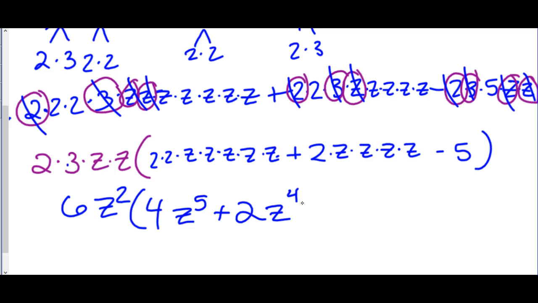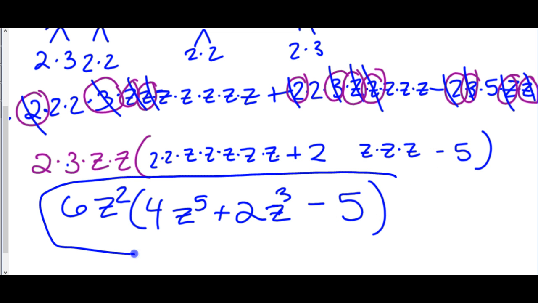Oh, except I just noticed I made a mistake. I didn't circle the second z in that middle section. So one of those should actually be gone, and this should actually just be z to the 3rd. Sorry about that. Minus, and then the last one doesn't have anything to simplify with, so just minus 5. So that is how you find the greatest common factor and how you factor a polynomial using greatest common factor.